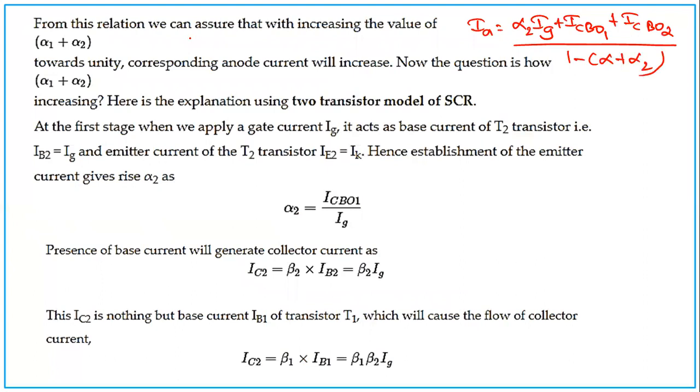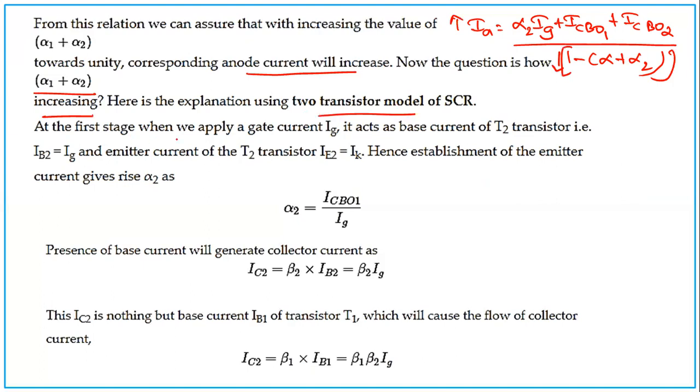From this relation, we can say that as the value of alpha 1 plus alpha 2 increases towards 1, the denominator becomes 0, so the fraction becomes 1 by 0, which is infinity, corresponding to anode current increase. This value is becoming too small, almost 0, that means IA will increase. Now the question is how alpha 1 plus alpha 2 is increasing. Here is the explanation using the two transistor model.